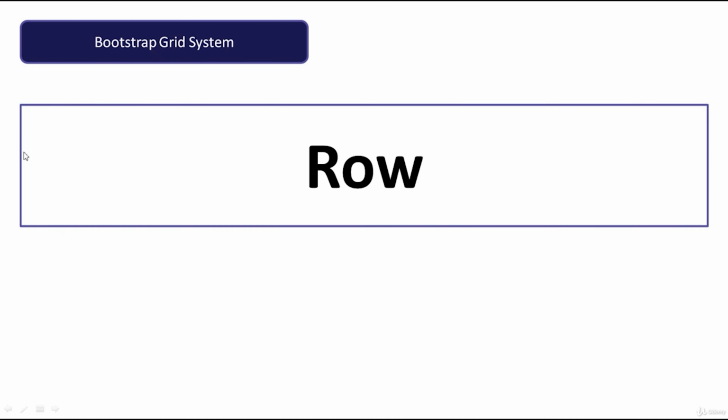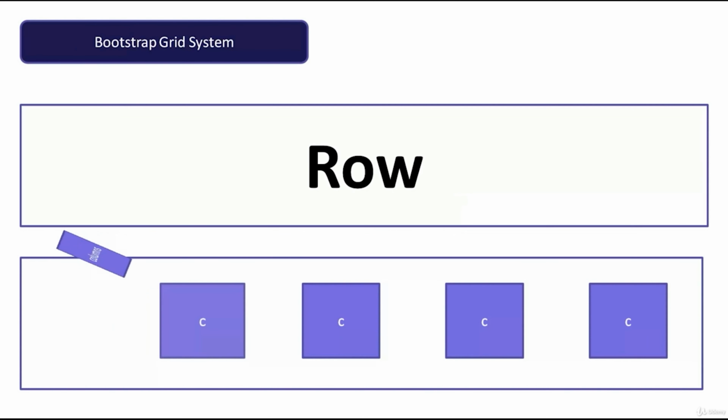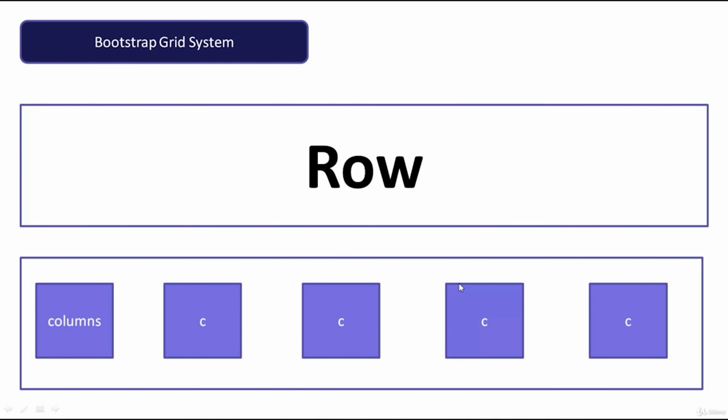This horizontal div, or box, is called a row. In this horizontal box, we can divide the box into a number of columns. Here you can see I have divided this row into columns: column 1, column 2, column 3, column 4, column 5. This entire space is called the grid system. A grid is nothing but a combination of rows and columns. So this is the normal grid system.